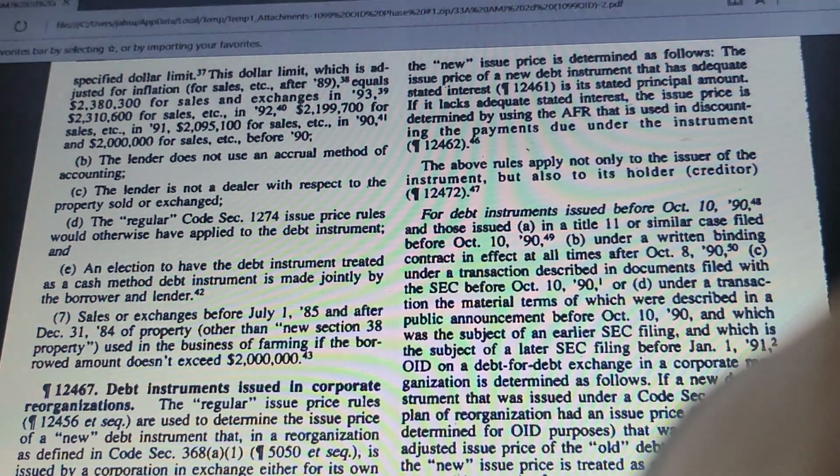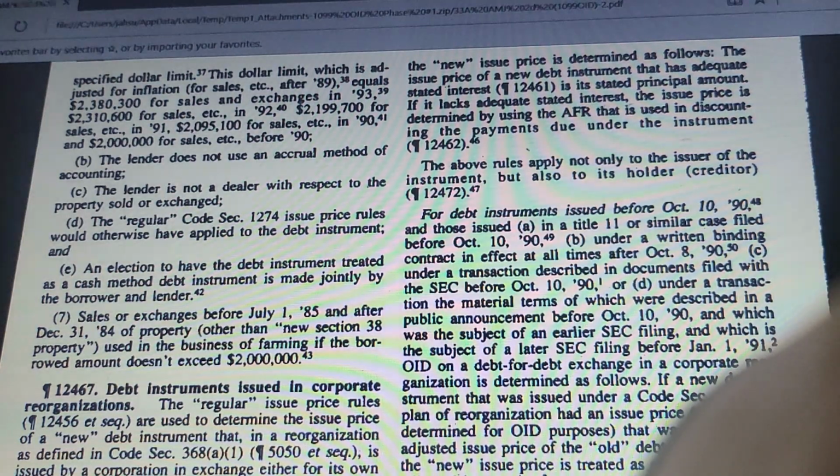$2,380,300 for sales and exchanges in 1993, $2,310,600 for sales, etc. in 1992, $2,199,700 for sales, etc. in 1991, $2,095,100 for sales, etc. in 1990, and $2 million for sales, etc. before 1990. B. The lender does not use an accrual method of accounting.